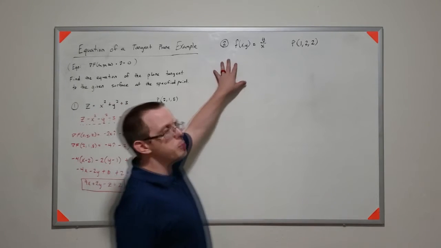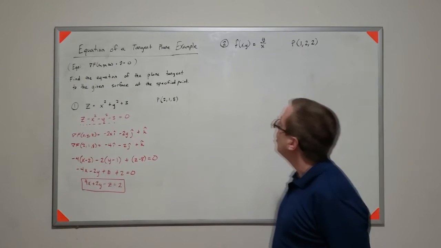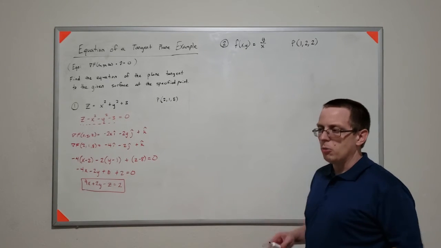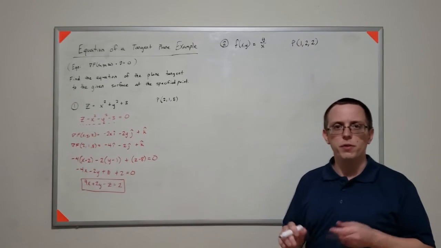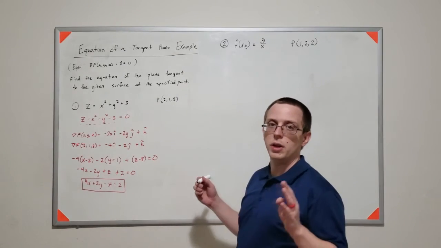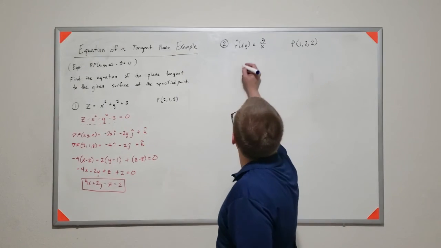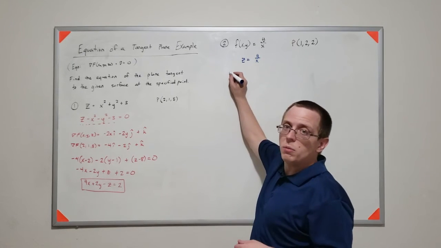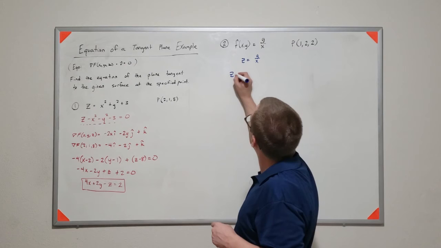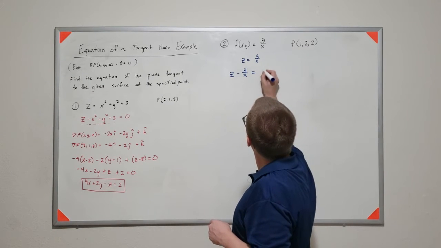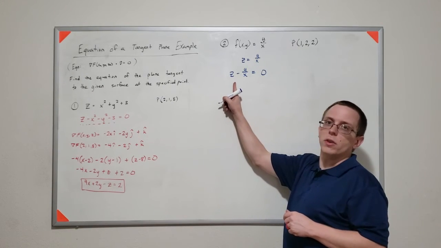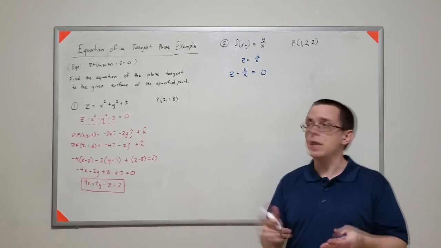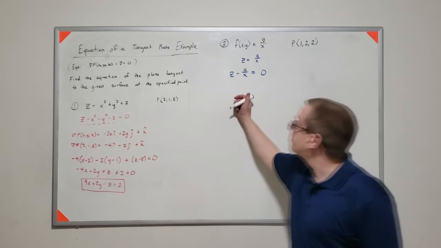Anyway, let's move to a different problem. We have f of x, y equals y over x. But remember, we need things in terms of z. So the first thing we're going to do is go ahead and ascribe a z there. Then we can move everything to one side. And now on the left-hand side, we have a function of three variables. So we can take the gradient of this function.